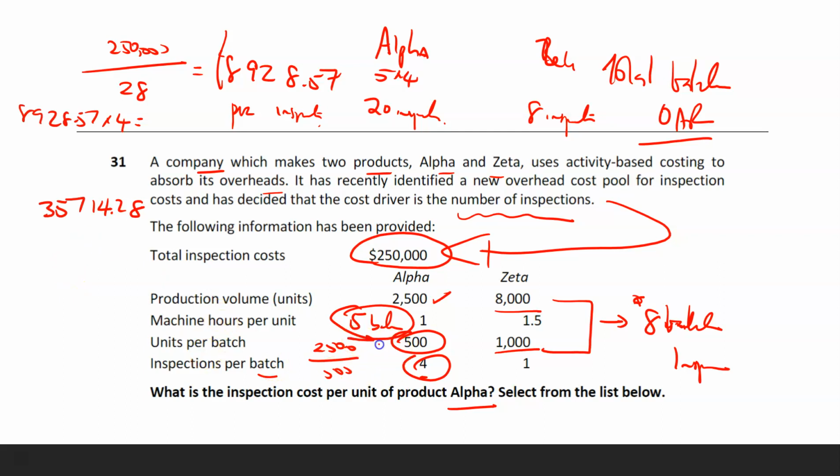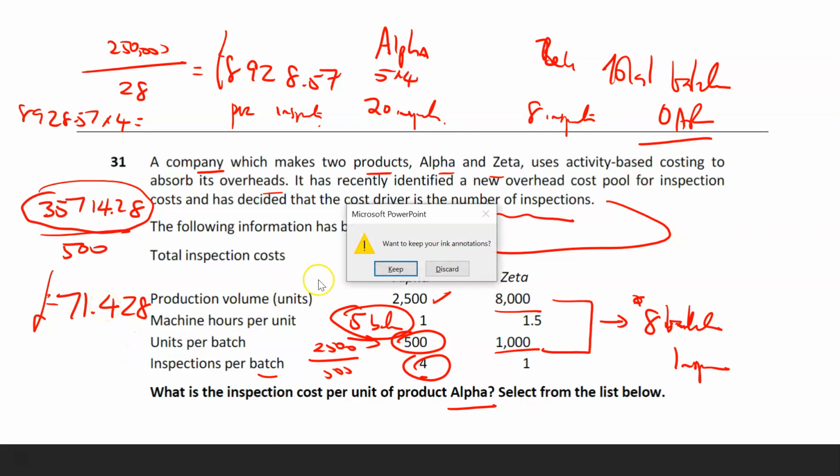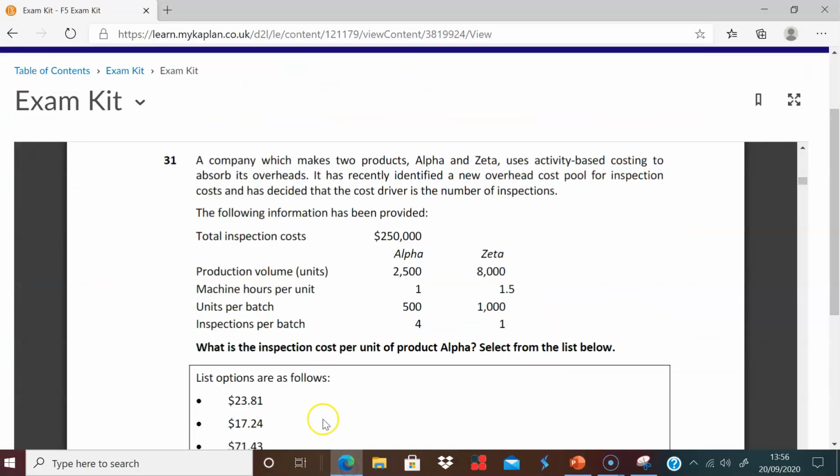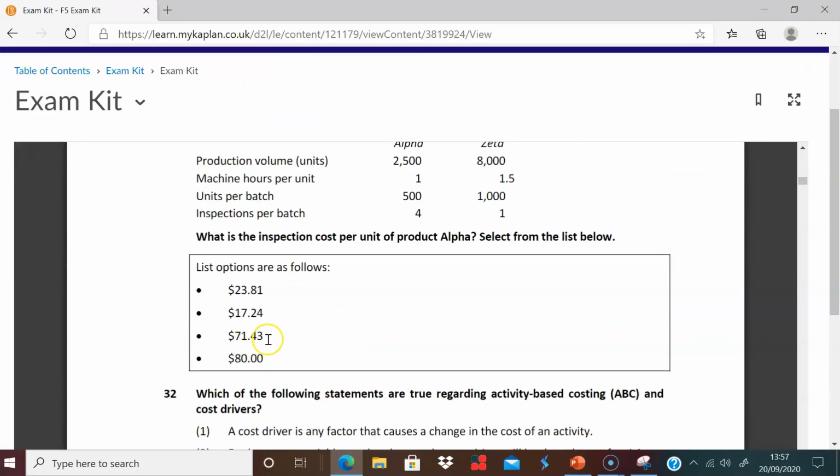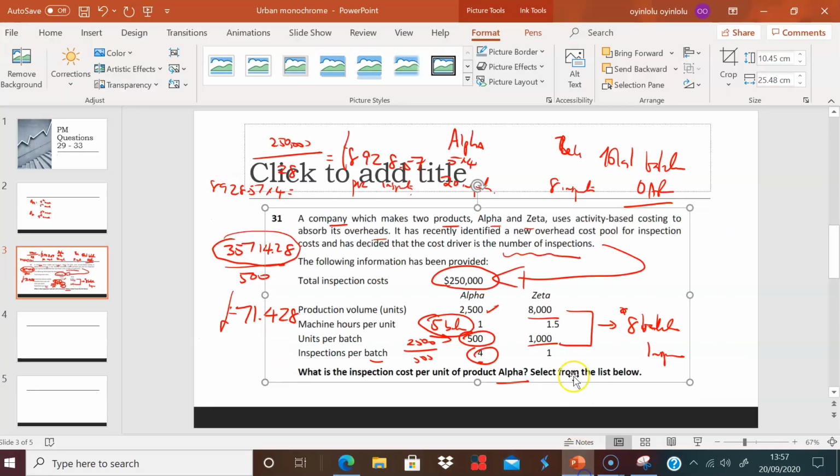Now, I know the question is asking me what's the inspection cost per unit, and I have 500 units in one batch. So if I have 500 units in one batch, this is the equivalent. This is for 500 units. If I'm looking for 1 unit, I would have to divide this by 500. When I do that, that brings us to the lovely figure of 71.428, and that takes us kindly back to the answer. You can see 71.43. So your answer is 71.43.